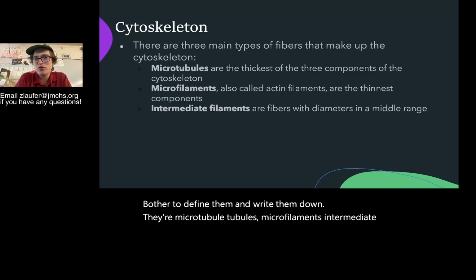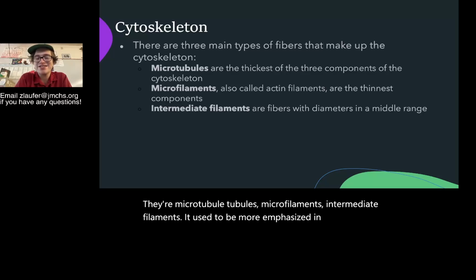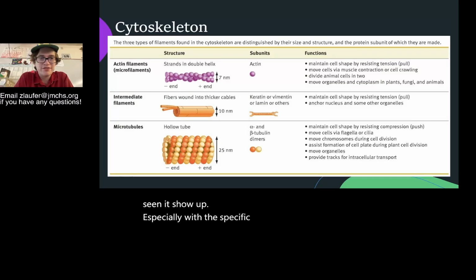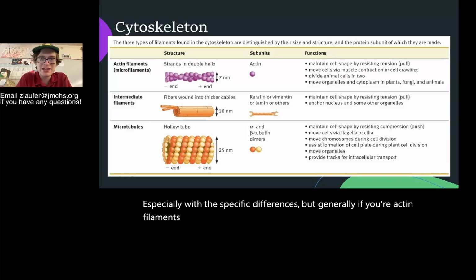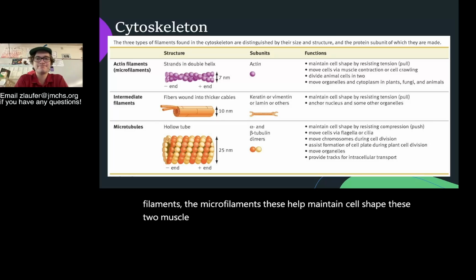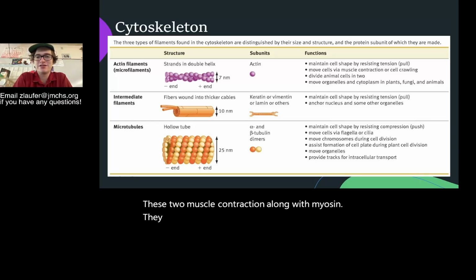It used to be more emphasized in the AP exam. I haven't seen it show up, especially with the specific differences. But generally, you have your actin filaments, the microfilaments. These help maintain cell shape. These do muscle contraction along with myosin. They are involved in cell division and moving organelles around.